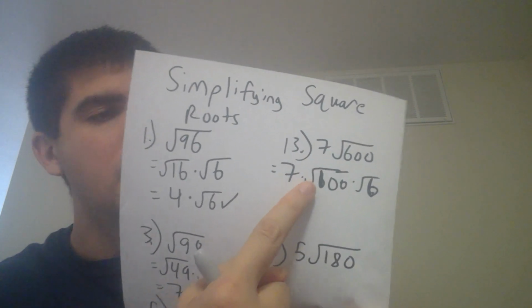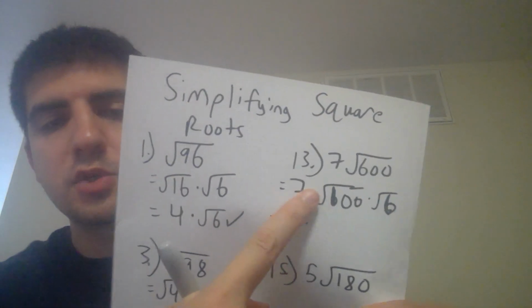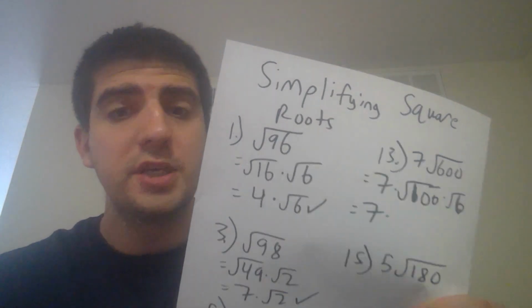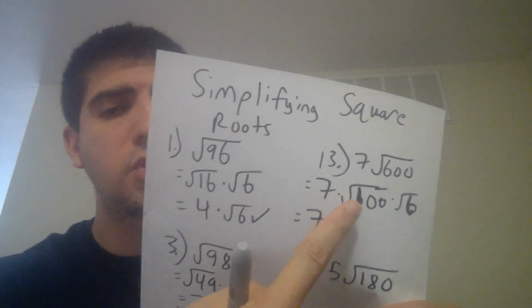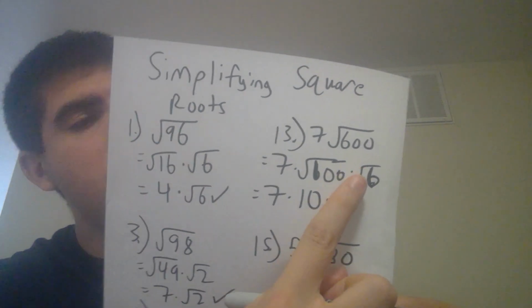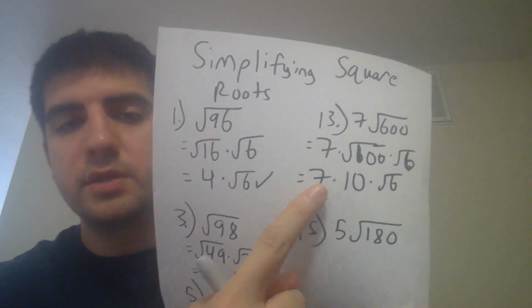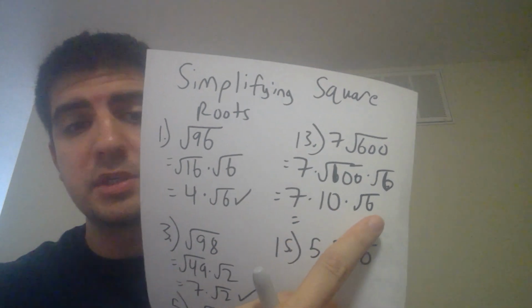Okay, 7 is going to come on down. What is the square root of 100? Look at your notes. It's just 10, because 10 times 10 is 100, so the square root of 100 is 10. Square root of 6, nothing goes into 6. I'm just going to bring that down. Okay, 7 times 10 is 70. It's just going to be 70 square root of 6.